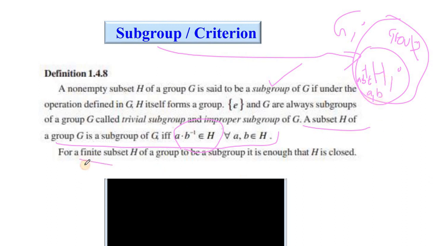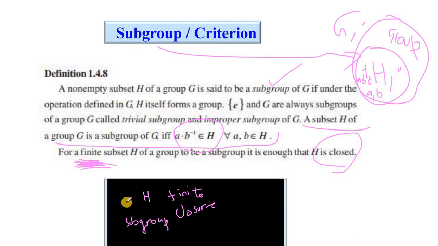Suppose I have my H consisting of a finite number of elements. Then it is enough to consider only one condition, namely whether H is closed. If H is a finite subset in G, then H is a subgroup if it is closed. Closure alone is enough to check. Otherwise, we will have to check A dot B inverse, where A and B should belong to H.